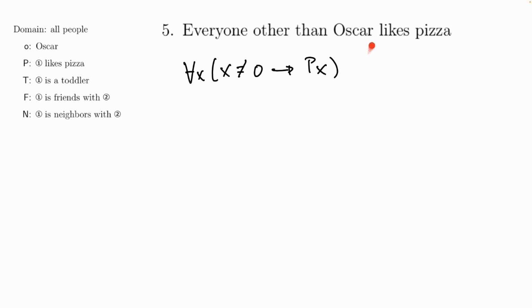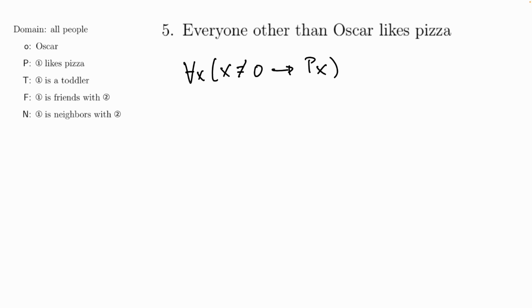If you translate the English statement in this way, note that this formula here, for all X, if X is distinct from Oscar, then X likes pizza. This is completely compatible with Oscar liking pizza. Both of these things could be true. This just says, well, anyone who's not Oscar likes pizza. What about someone who is Oscar? Well, they might like pizza too. This formula doesn't rule that out.